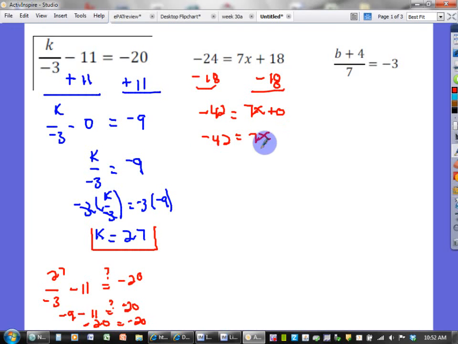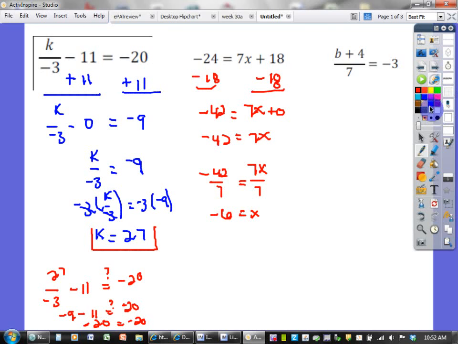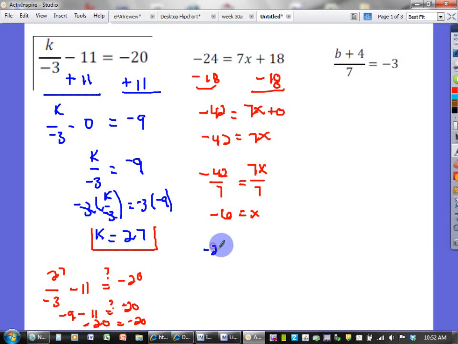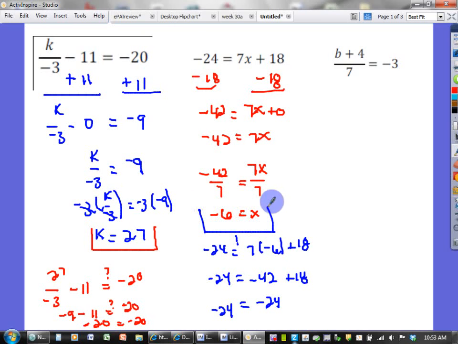Now we need to get the x by itself, and we do the opposite of 7 times x, which is just divide by 7, to yield x is equal to negative 6. Once again, we can put this in the formula and ask, does negative 24 equal 7 times negative 6 plus 18? 7 times negative 6 is negative 42, plus 18 yields a negative 24. So negative 24 equals negative 24, which means we have a good answer.